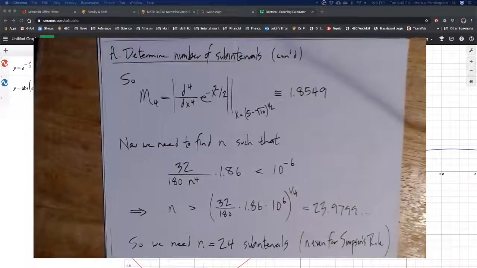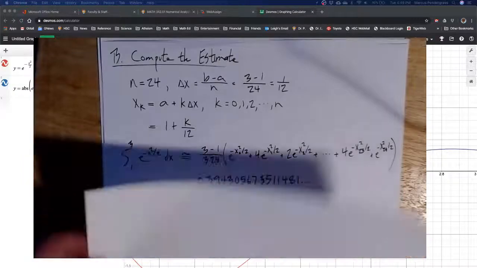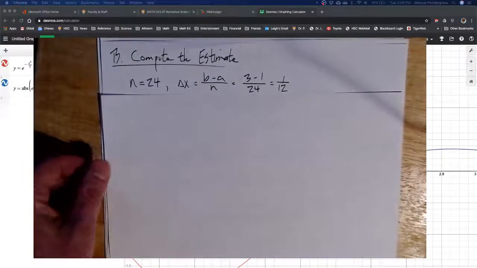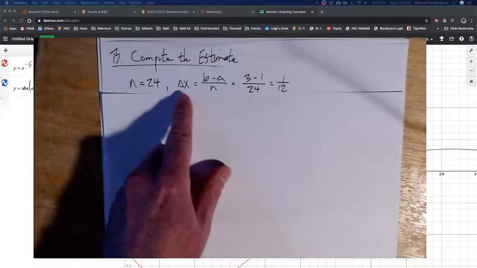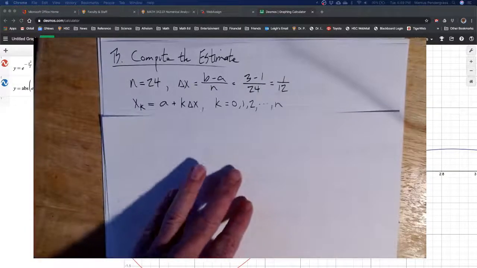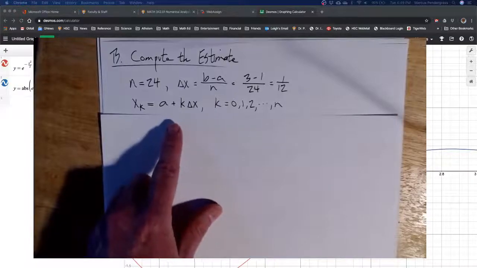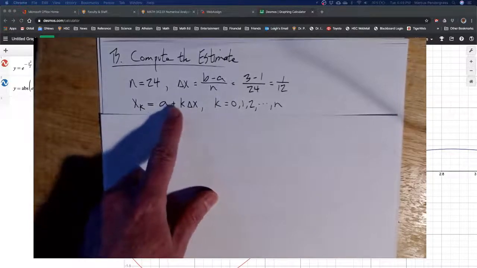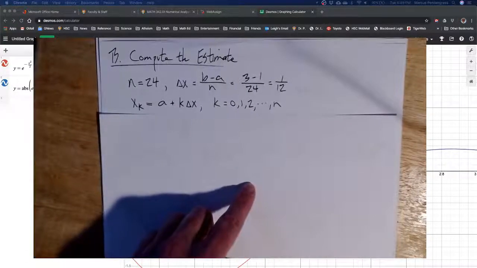And really, that's all I wanted for homework 17. But just for completeness' sake, let's go ahead and use that to compute the estimate. Once you have the value of n, then you can compute the node spacing, which is delta x. That's just your interval length divided by n. Then you can compute the nodes, the x values where you're going to be computing values of the function, as just your lower bound plus k times the delta x value, as k runs from 0 to n.